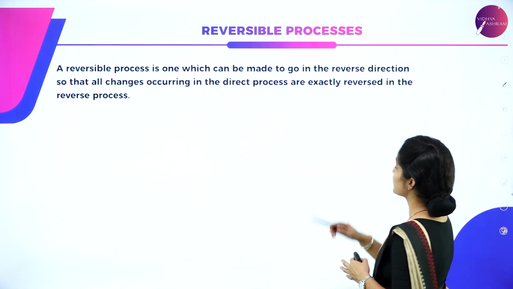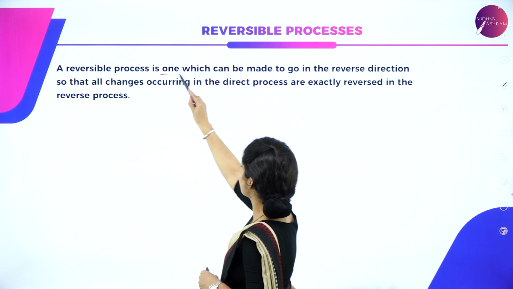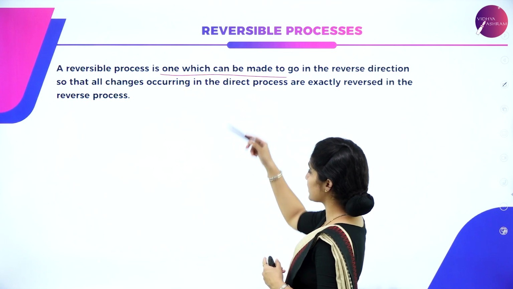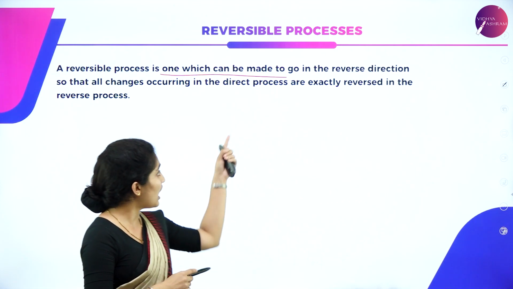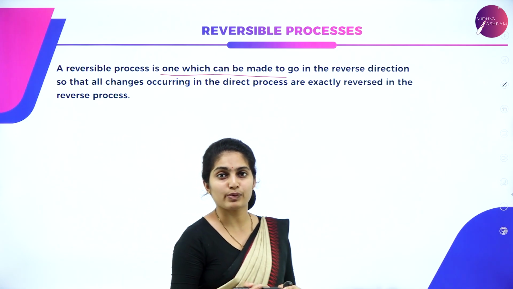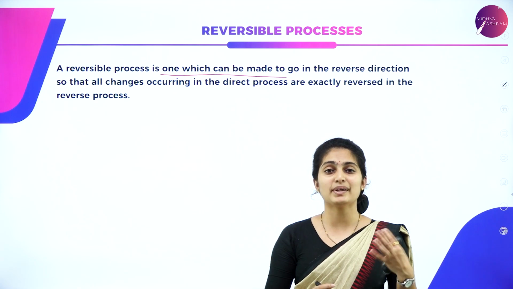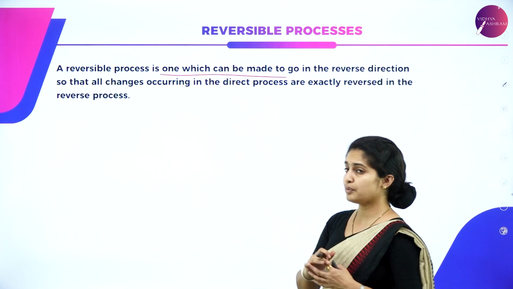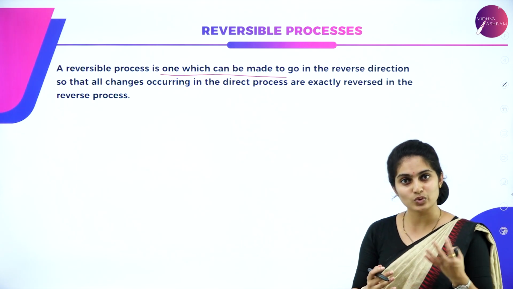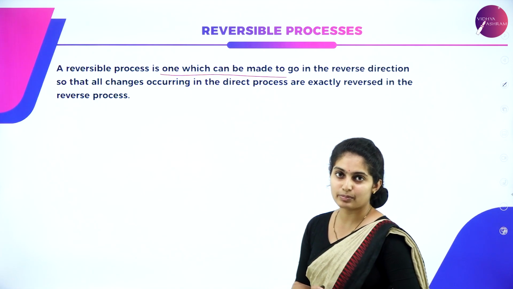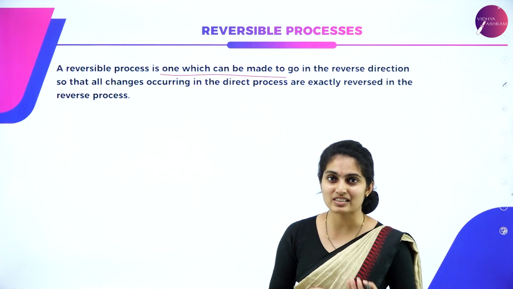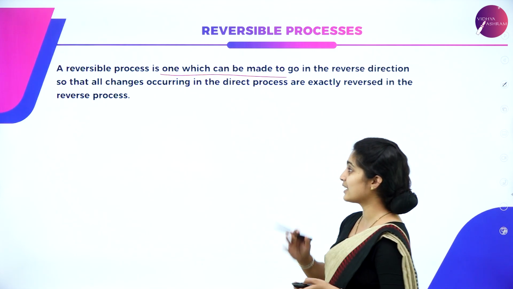Next is the reversible process. A reversible process is a process which can be made to go in the reverse direction, so that all changes occurring in the direct process occur exactly reversed again. An irreversible process is a process wherein we don't get the procedure again. It can't be reversed back. In the case of a reversible process, you can consider rainwater reversing, that cyclical process. But irreversible processes are the ones like, for example, milk turning into curd. Such concepts are called irreversible processes.